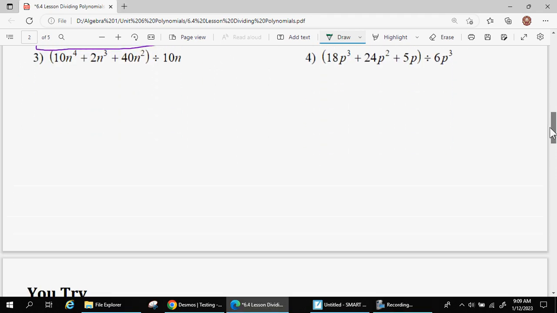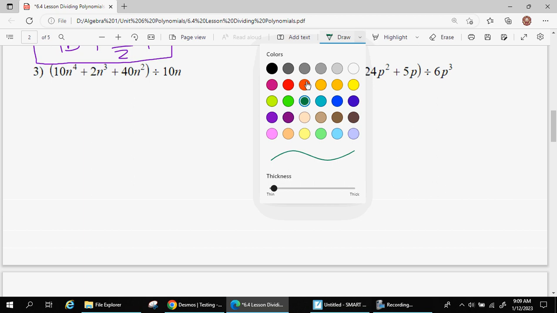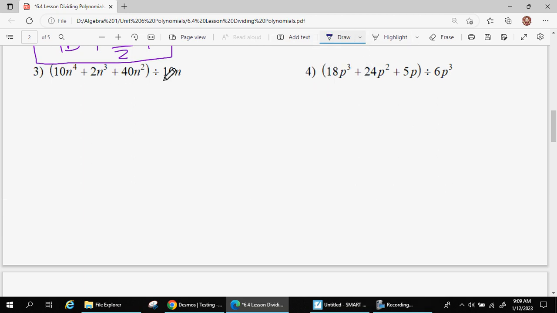So the numbers will change on these, but the process will not. I'm going to divide each term by that monomial I want to divide by, 10n. And then I cross it out, so I know I've put it here. I'm still dividing, but I rewrote it. I divide the coefficients, and I divide the powers. 10 divided by 10 is 1. N to the 4 divided by n to the 1. I subtract the exponents.